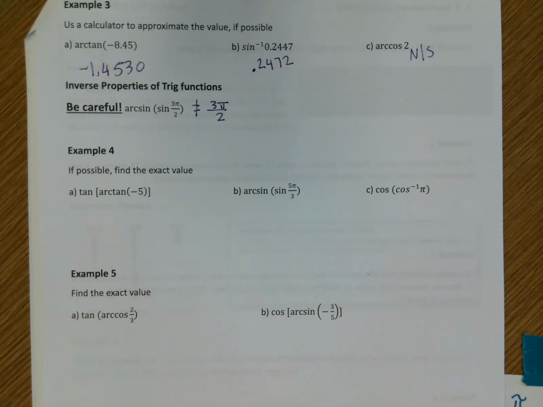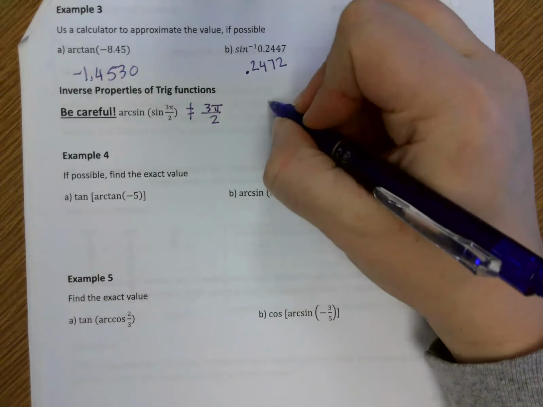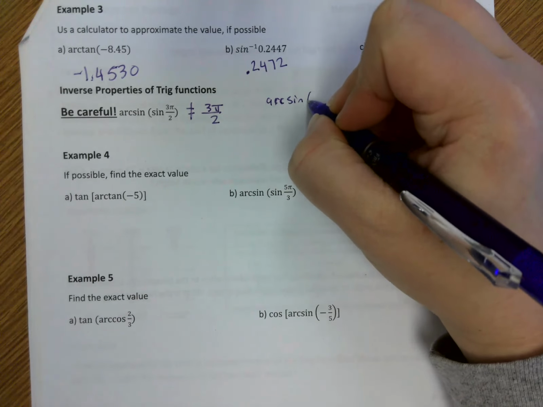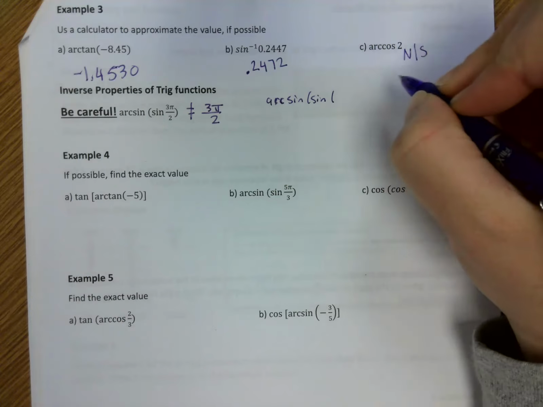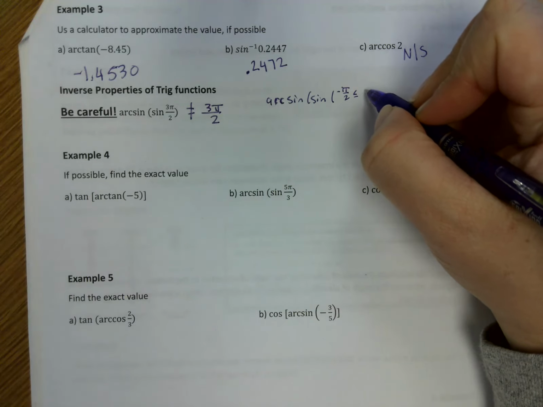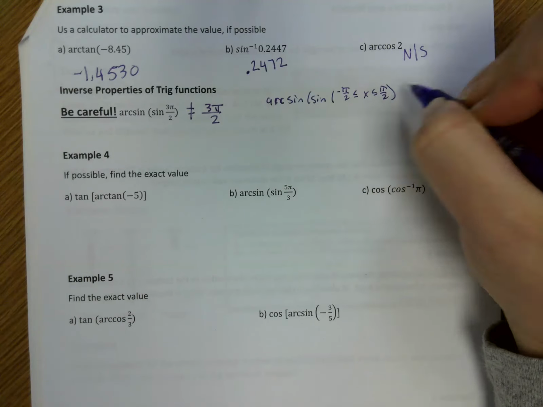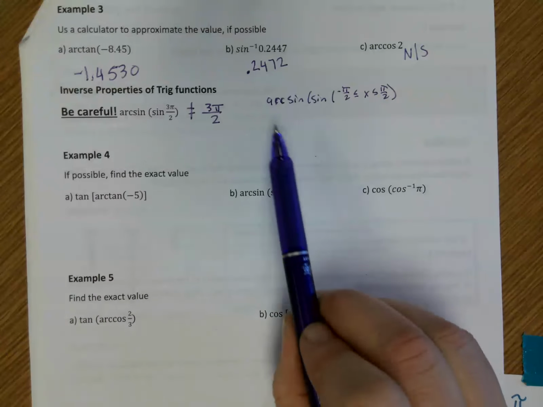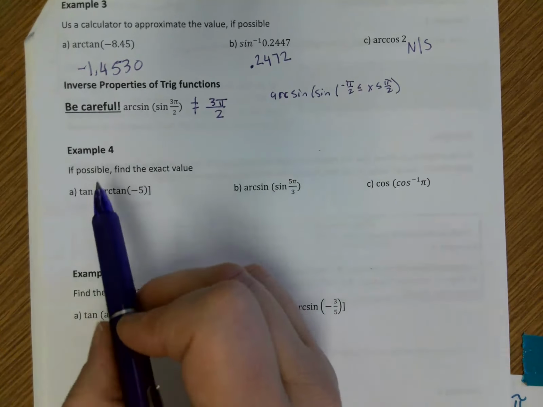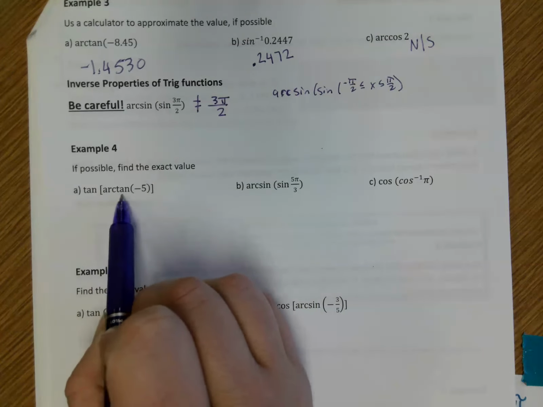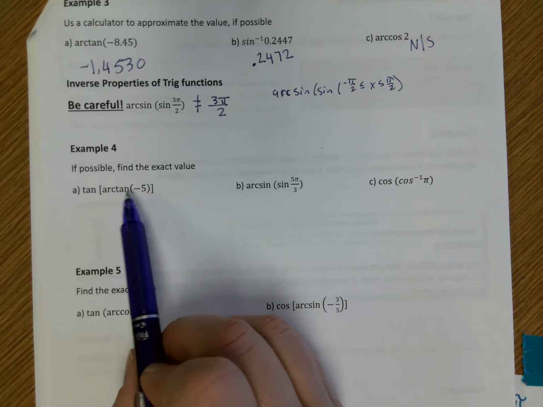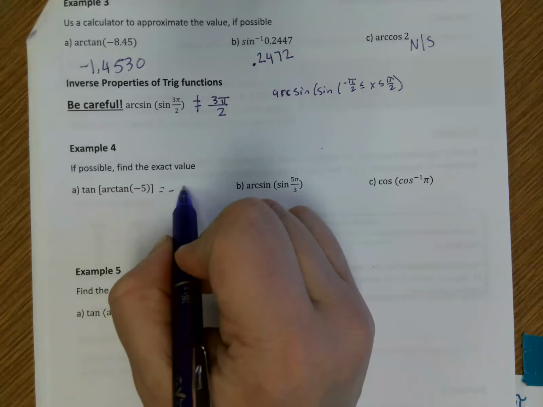Now, we do have the case that if we have an arcsine of a number that's in between negative pi over 2 and pi over 2, in this case, since it's in the domain, these two can cancel out. An example: if we have tangent and arctangent, because -5 is in the domain of arctan, which is negative infinity to infinity, this is going to be equal to -5.